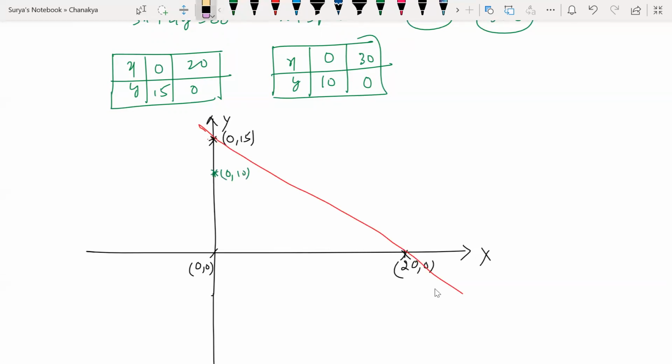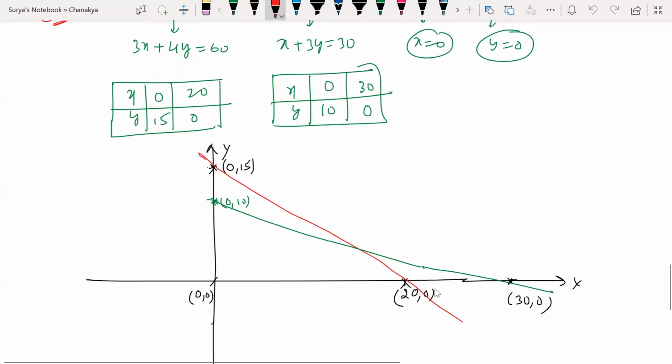So I have to extend this. 30 comma 0. Okay, so solve this. Join like this. Join like that. Okay, please try. Give the names, guys. Red line has a name, green line has a name, so give the names. 3x plus 4y is equal to 60. Don't write greater than or equal. These are lines, so equal to 60. Okay, this is x plus 3y is equal to 30.